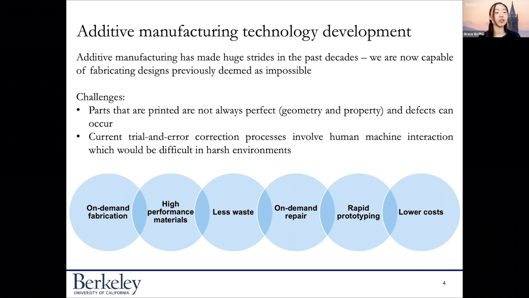However, there are some challenges with additive manufacturing or 3D printing. The parts that we print are not always perfect. Perhaps some of you have printed with a fused deposition modeling printer, or FDM printer. Sometimes when you print, the part that comes out has defects, right? So it doesn't come out perfectly. So these defects can occur.